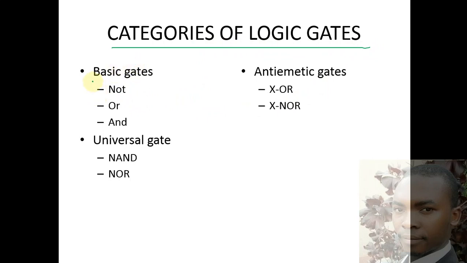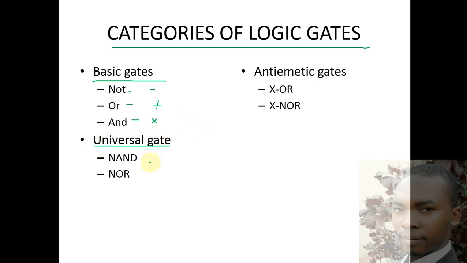Alright, so these are the categories of logic gates. We have the basic gates, which are the NOT, the OR, and the AND. The NOT gate is the negative, or the inversion. We say it is an opposite: you give me this, I give you the other. The OR gate is the plus, and the AND gate is the multiplication.